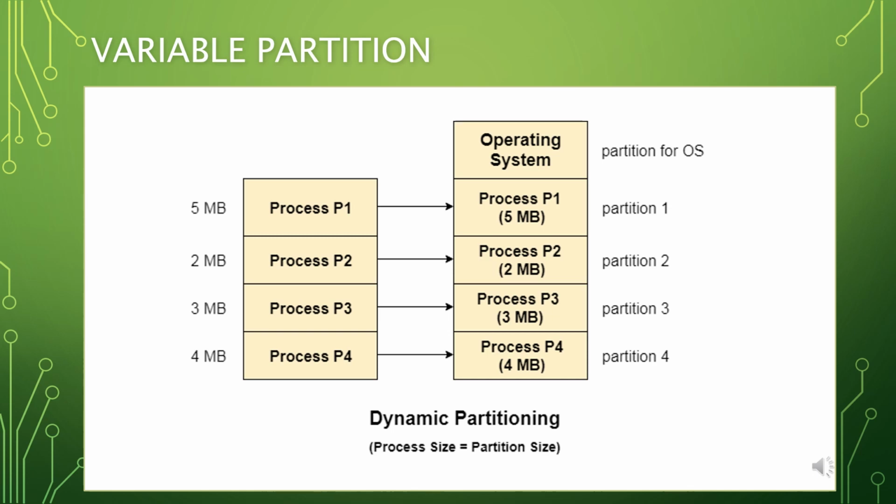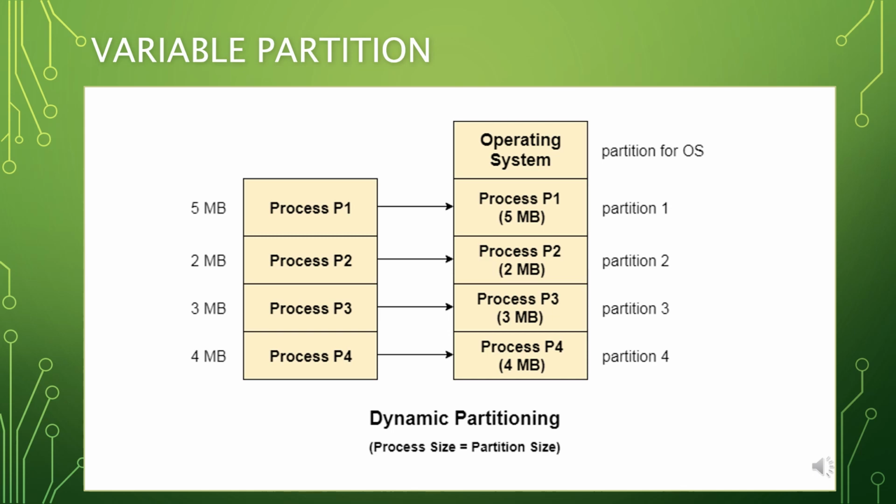For example, if you see the picture, process P1 has 5 MB, process P2 requires 2 MB, process P3 requires 3 MB. In case process P4 requires 5 MB for execution, and if you see the partitions, the first is 5 MB, then 2 MB, then 3 MB. The requirement is now 5 MB, and the memory which is left is only 4 MB. So I cannot load the 5 MB process P4.